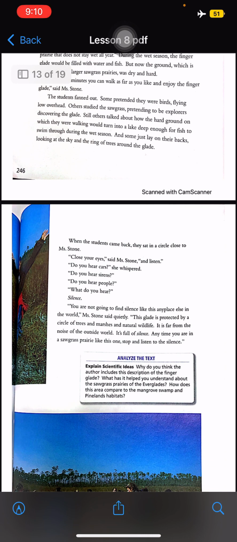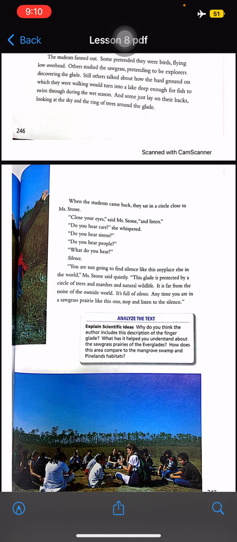On this page, when the students came back, they sat in a circle close to Miss Stone. "Close your eyes," said Miss Stone, "and listen. Do you hear cars?" she whispered. "Do you hear sirens? Do you hear people? What do you hear?" Silence. You are not going to find silence like this in any place in the world.